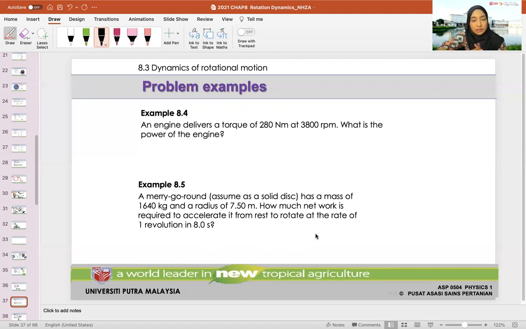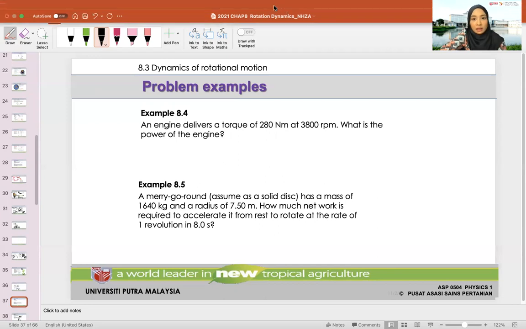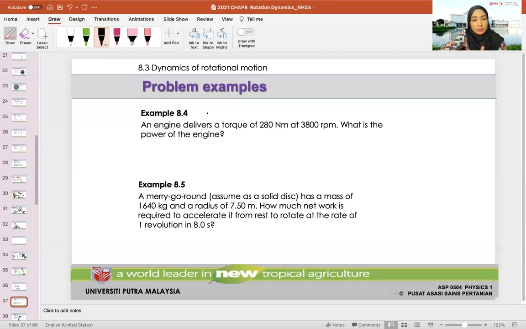So we have two examples here. I want everyone to try. I'm going to give you 5 minutes to try example 8.4, let's do 8.4 first. Okay, 8.4, I'm going to ask someone to help me.